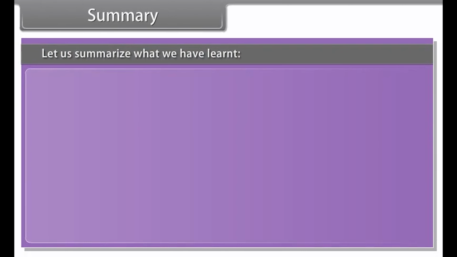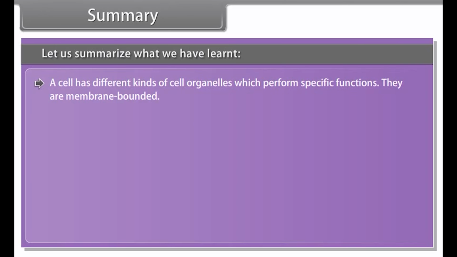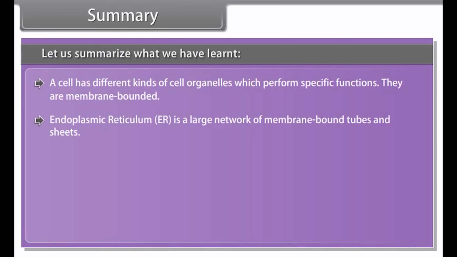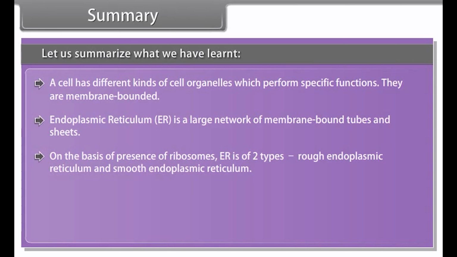Let us summarize what we have learned. A cell has different kinds of cell organelles which perform specific functions. They are membrane-bounded. Endoplasmic reticulum, ER, is a large network of membrane-bound tubes and sheets. On the basis of presence of ribosomes, ER is of two types: rough endoplasmic reticulum and smooth endoplasmic reticulum.